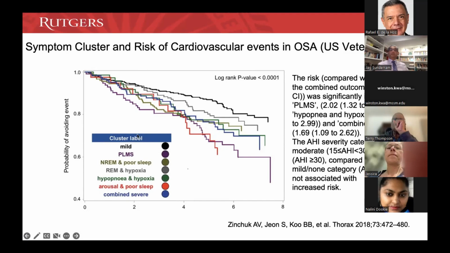So for these clusters, based on both symptoms and PSG data, what they were able to show again was an increased risk for cardiovascular events. This is from a US veteran cohort database, with increased risk both with PLMs, the hypopnea and hypoxia group, and the combined severe group compared to those with mild symptoms. So again, symptom clustering is another way of looking for cardiovascular events, and that has started to be examined.